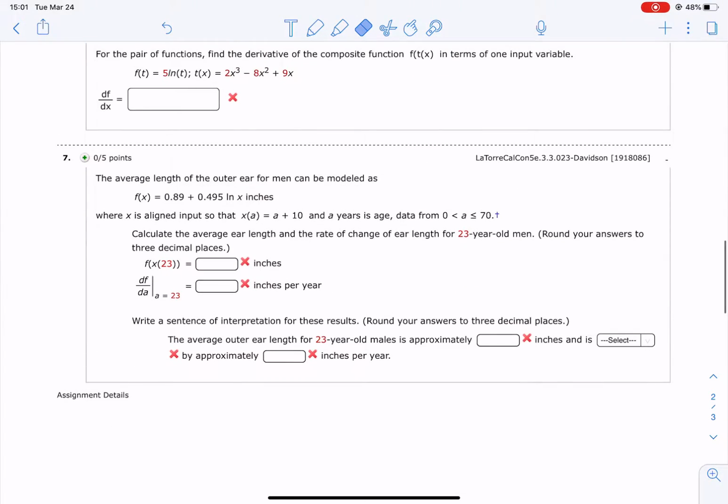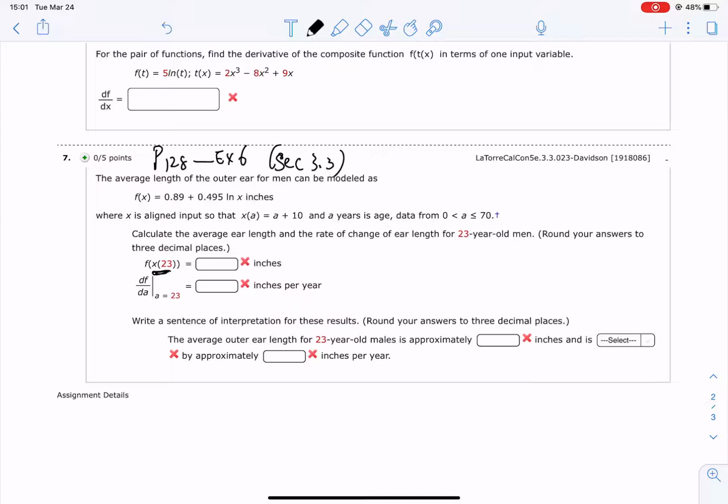Example 6 is a similar question. Example 7, this is also a trivial question. F of x, there's a similar question. If you don't know how to solve this one, you can go back to check. Let me see. Page 128, example 6, section 3.3.